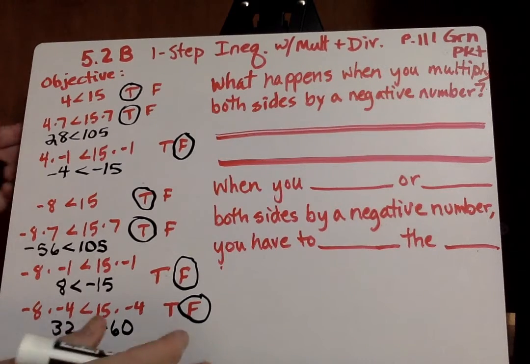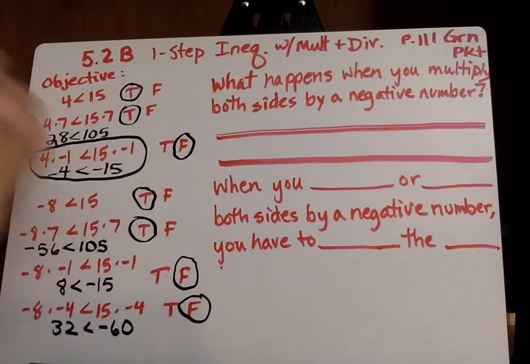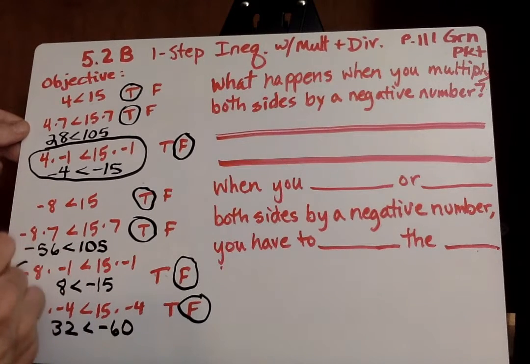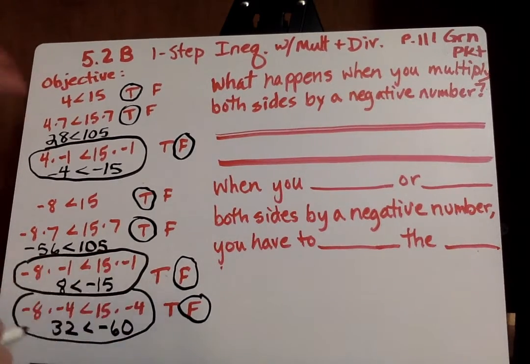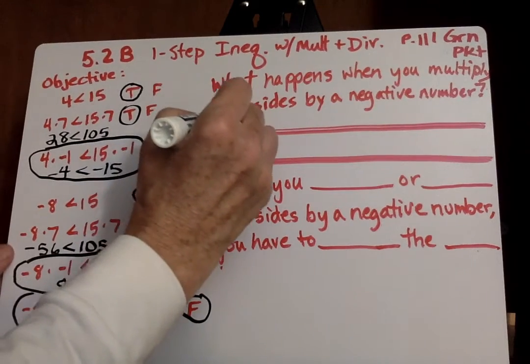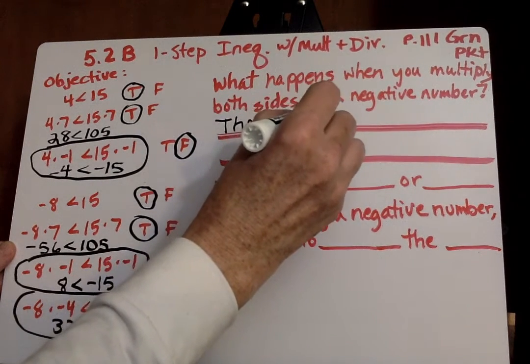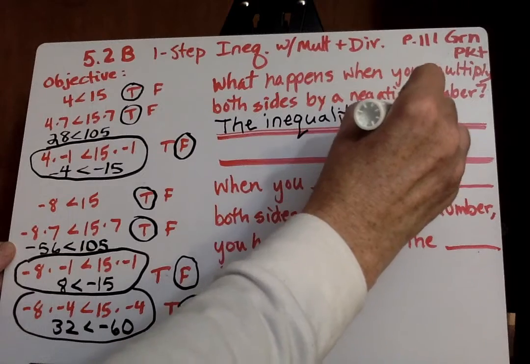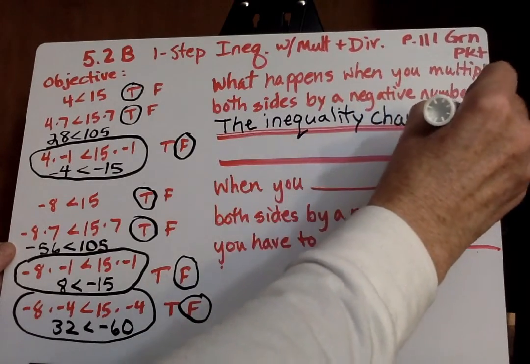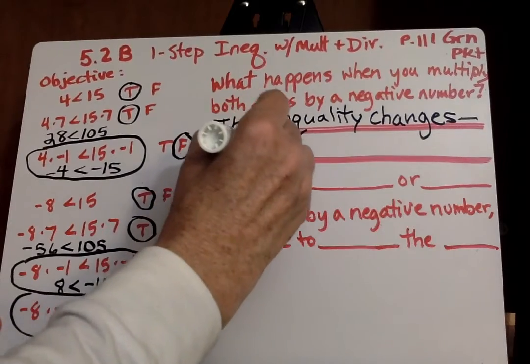Okay. So the question is, what happens when you multiply both sides by a negative number? That was here, multiplied by a negative number. And here, multiplying both sides by negative 1. And here, multiplying both sides by negative 4. What happens? The inequality changes. So we can write that down. The inequality changes. It is no longer true.